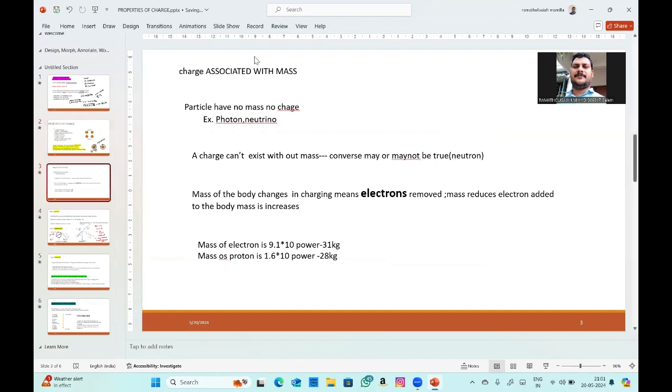So coming to the next property, charge is associated with mass. If there is no mass, there is no charge. But if there is no charge, mass can exist. Charge cannot exist without mass, and mass can exist without charge. If you see here, the neutrino has no charge and no mass inside the nucleus, whereas the neutron has no charge but has mass nearly equal to the mass of a proton. So charge cannot exist without mass, but mass can exist without charge.